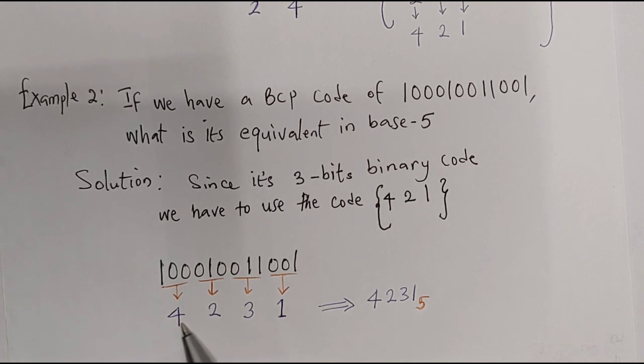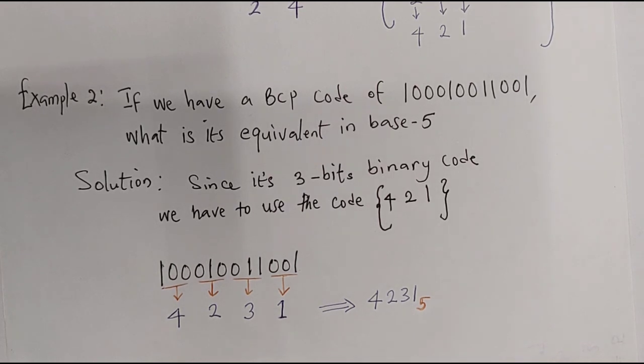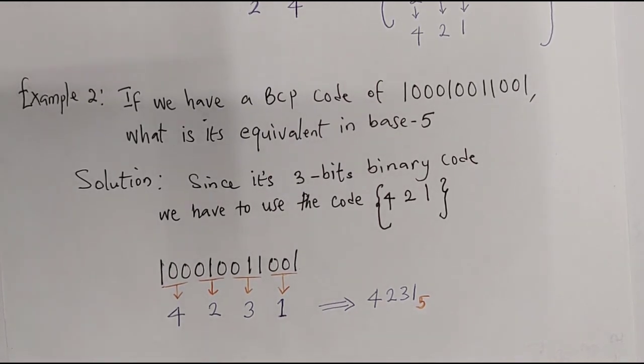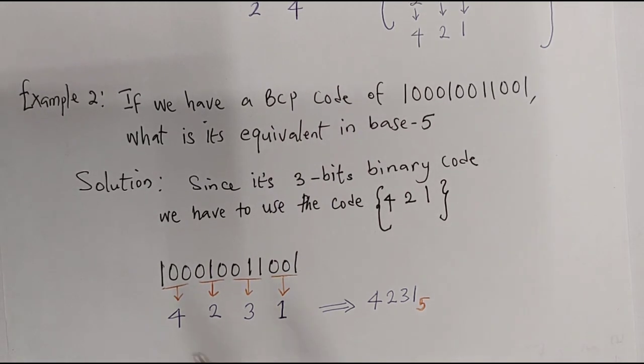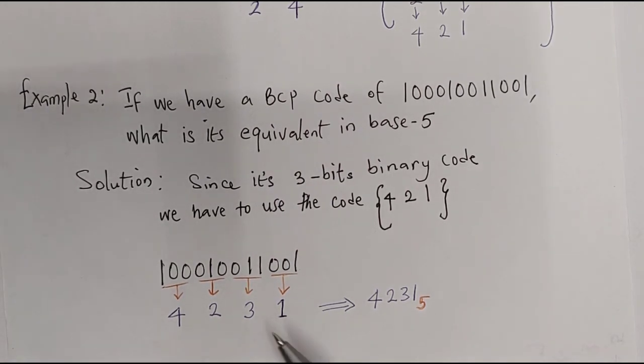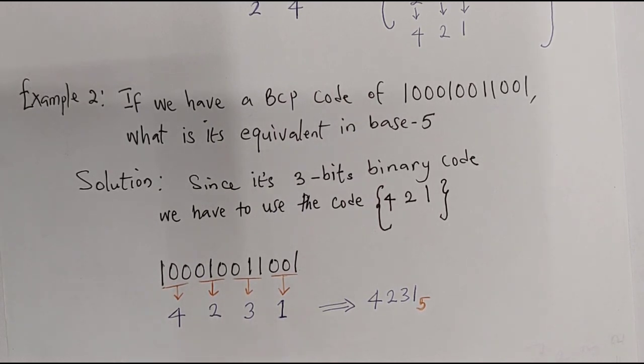So in that case, the number in base 5 is 4231 base 5. That is how we derive this value, 4231 base 5. So this is how simple it is to convert a BCP code to a base 5 number. This is how simple it is for you to work this out.